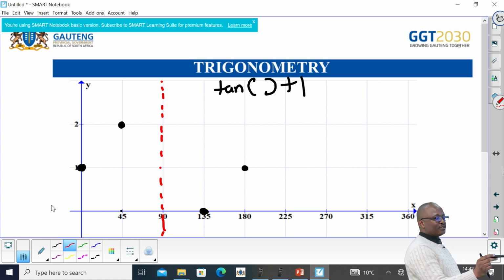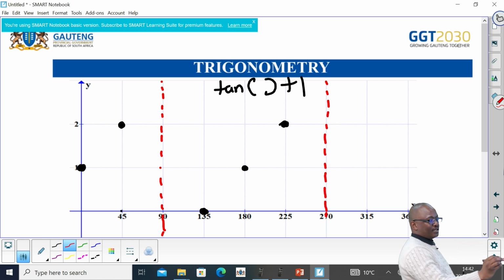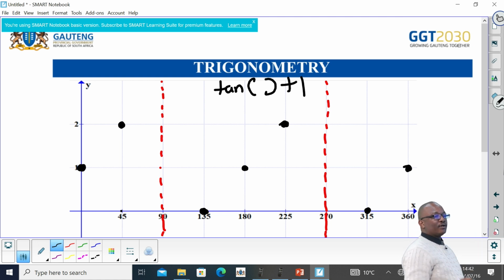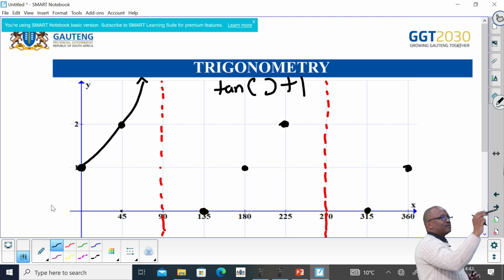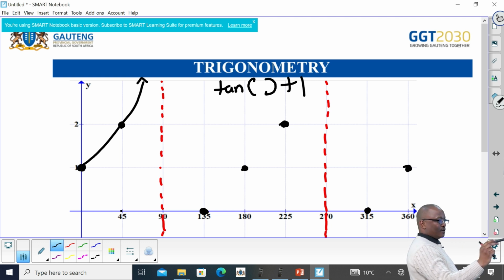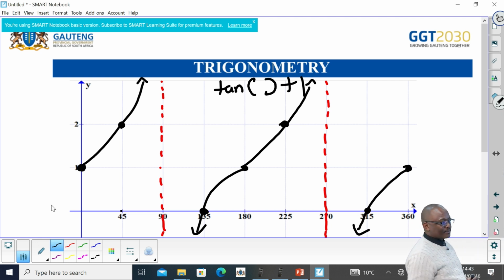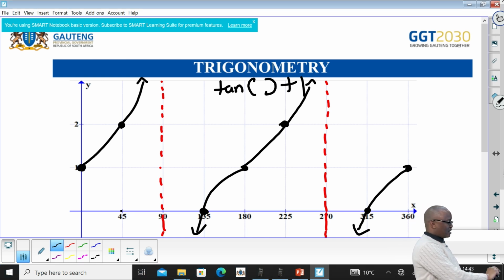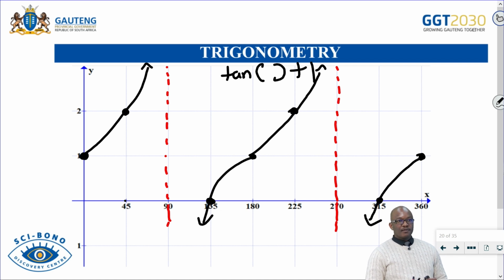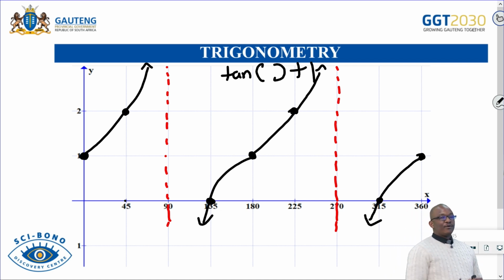And 225, you will get 2. Then 270 there, you will see undefined. Then at 315, you will also get 0, and 360, you will get 1. So now, our graph for tan now, it will look like that. Correct? Then also here, you are going to have a graph that is going like that. So basically, that's how you will see our tan graph.